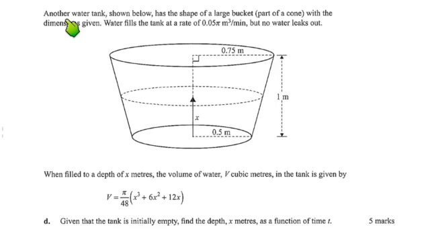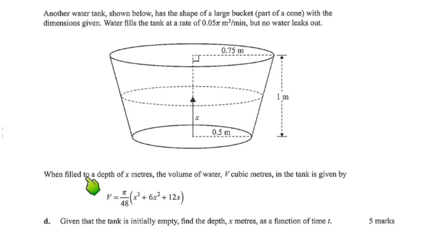And what have we got here? Goodness, this looks interesting. Another water tank shown below has the shape of a large bucket, which is part of a cone, e.g. a truncated cone. With the dimensions given, alright, so what have we got? 1 metre, 0.75 there and 0.5 there, alright. Water fills the tank at 0.05 pi metres cubed per minute, but no water leaks out, alright.